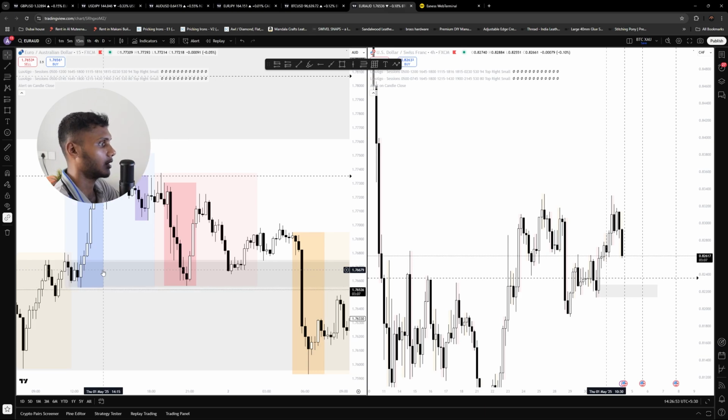That is the plan. Because in 15 minutes order blocks, most of the time it doesn't hit the 15 minutes order block zone. So if we took the 15 minutes, we would have won, right? That's okay.